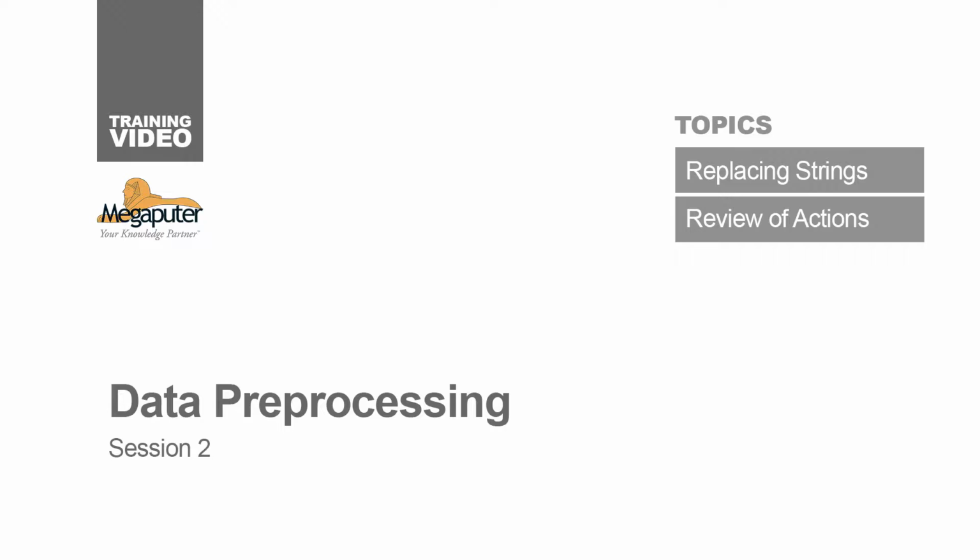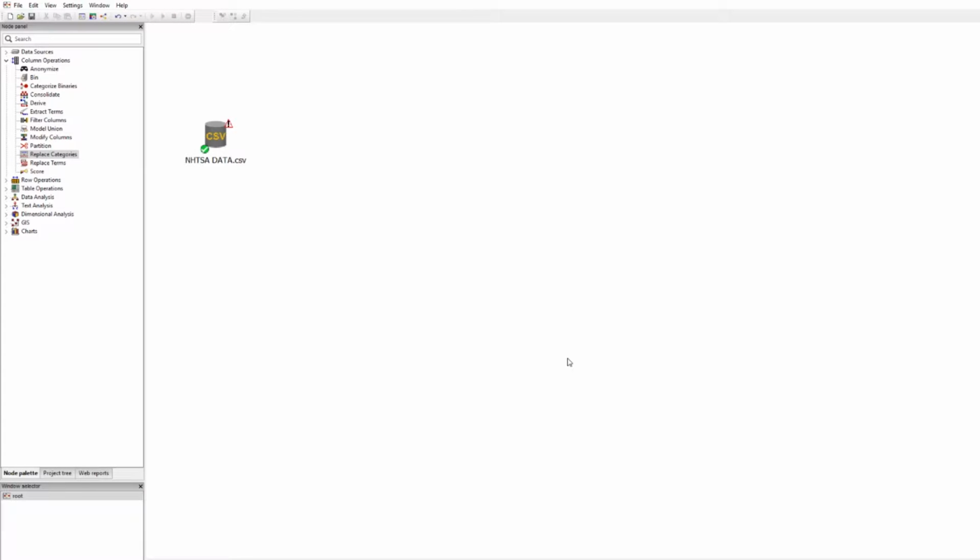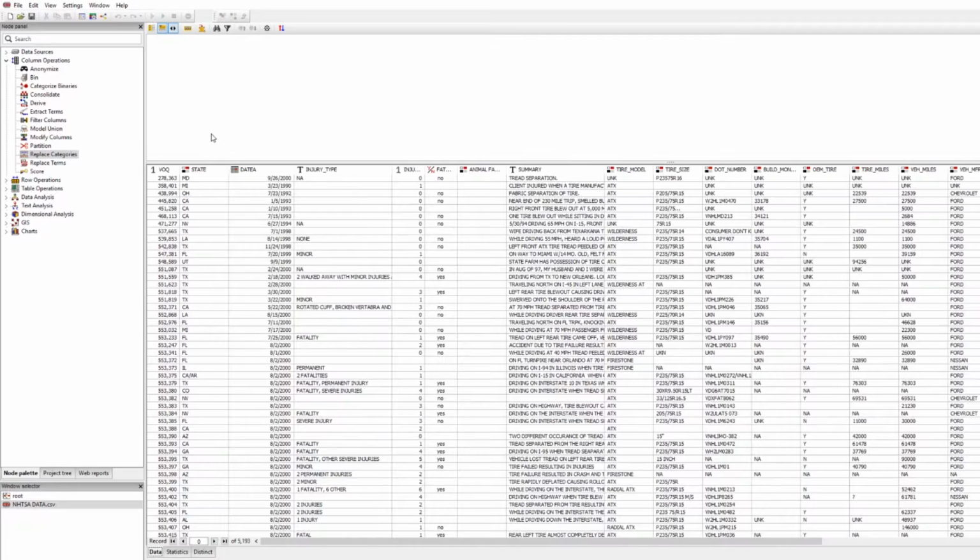So welcome back to our series on data cleansing. The first node that we want to talk about is the replace categories node. And for this video, you can use the NHTSA Data from your examples folder. This data contains a lot of columns, most of which we don't really care about for this video.